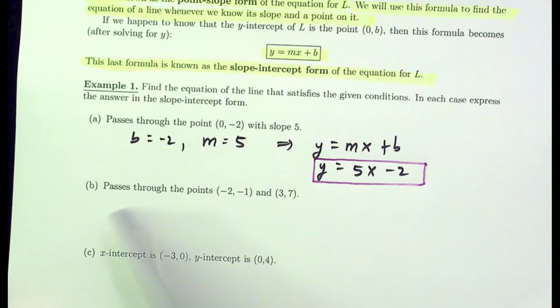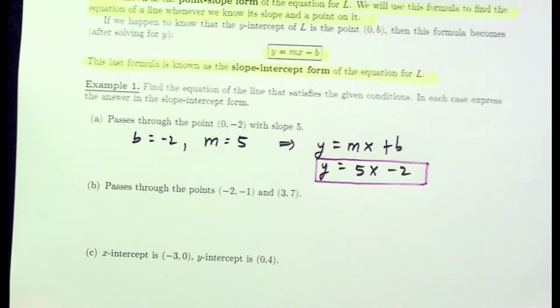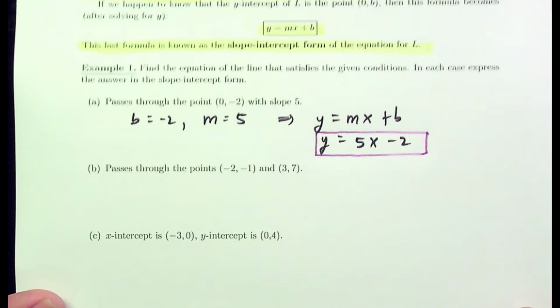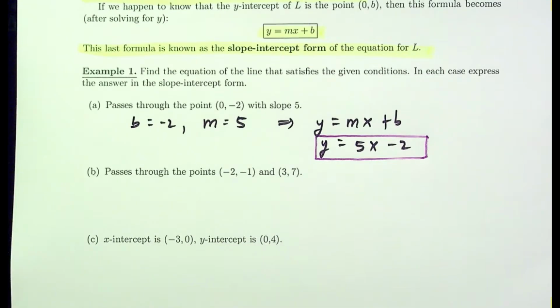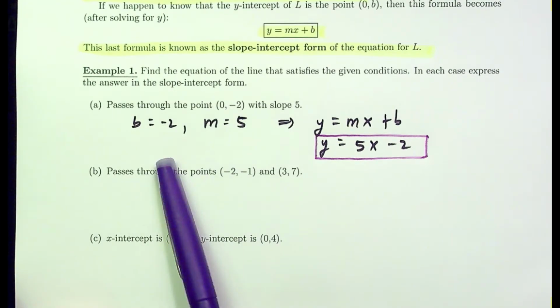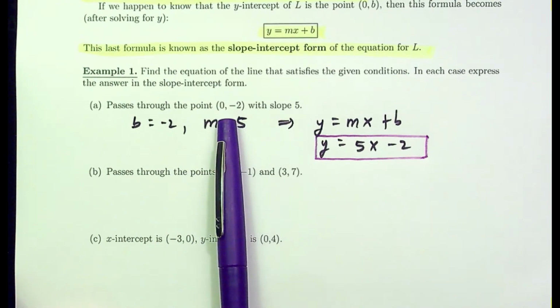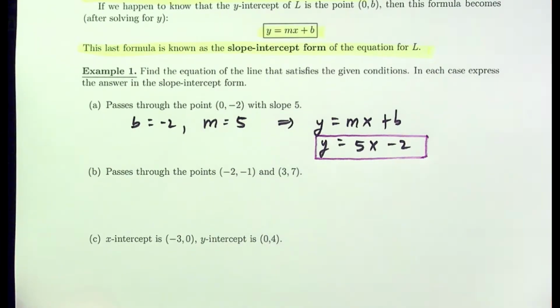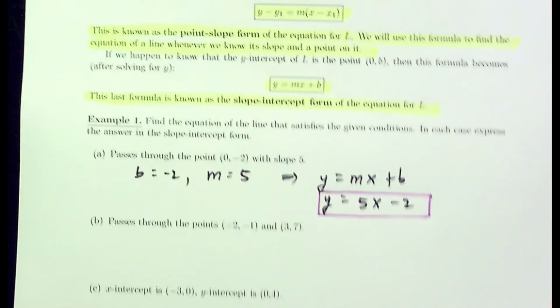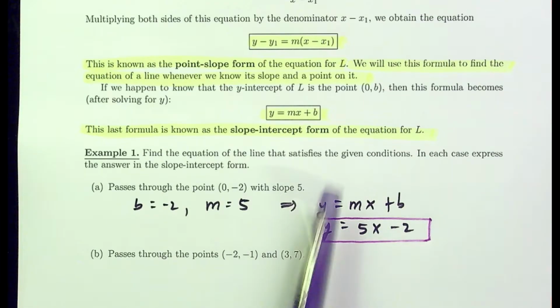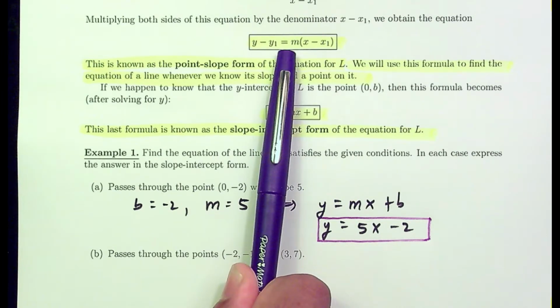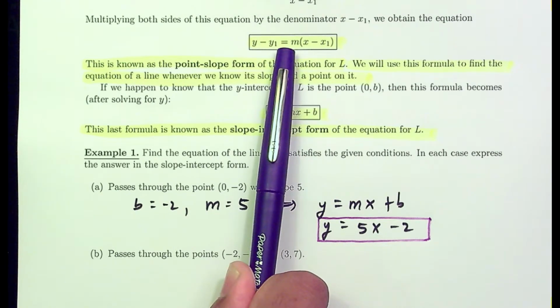Okay, here's another one. Find the equation of the line that passes through the points (-2, -1) and (3, 7). Unless you're in this specific scenario where they give you the y-intercept and the slope, most of the time, that means the vast majority of the time, you are going to end up using this formula instead.